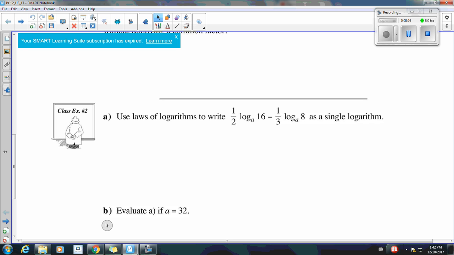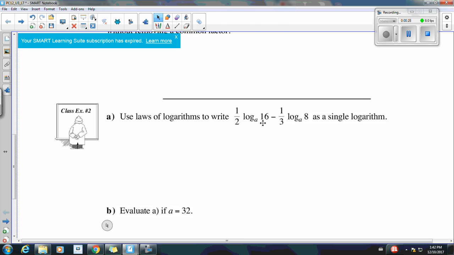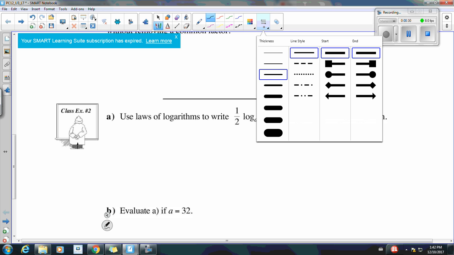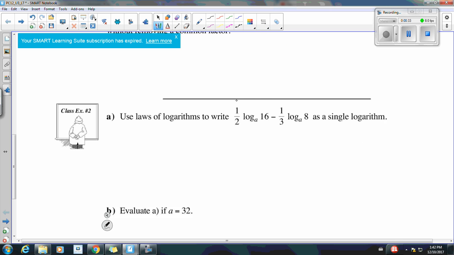Remember, we cannot combine these using division until there's no numbers out front. As it is, we cannot combine it because of this 1/2 and 1/3. In the one example we did earlier, we could factor out a 3 because they both had a 3. Now they have different numbers, so we can't just factor something out, but thankfully we have the power law.